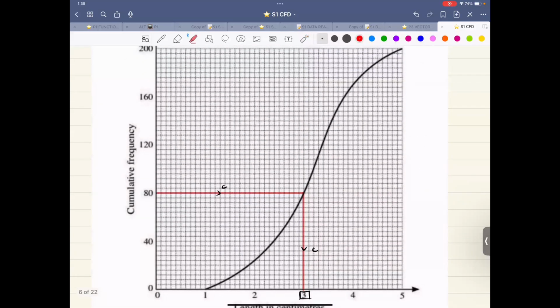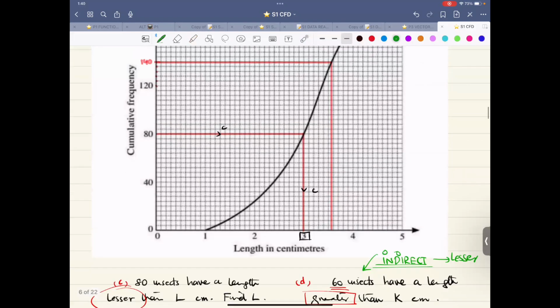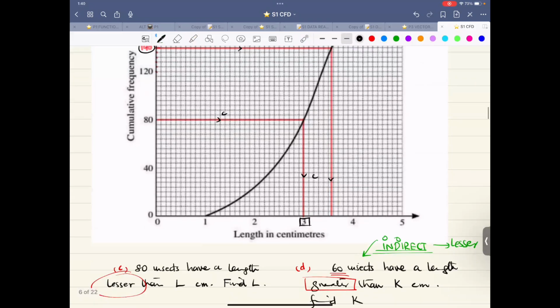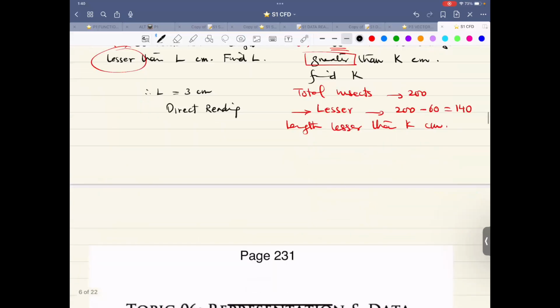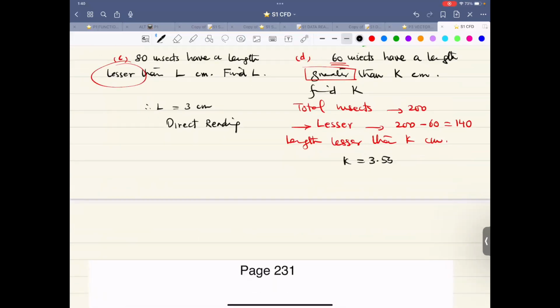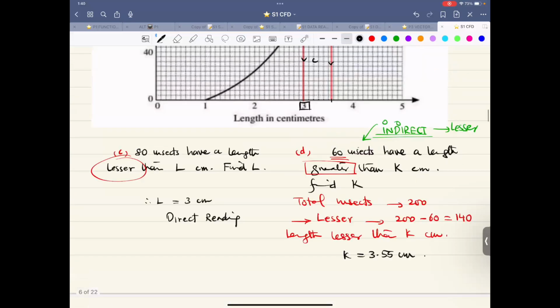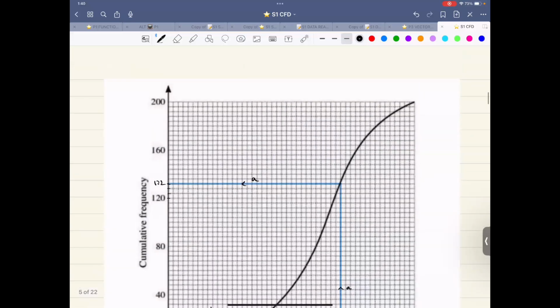So now this is 120, 1, 2, 3, 4, 5. This is 140. So now let me go to 140. Touch the graph. Read off the value. Let me first label it. So this is part D. This is 140. This goes like this: 3, 3.1, 3.2, 3.3, 3.4, 3.5, 3.6. This is between 3.5 and 3.6. So let me write this value as 3.55 centimeters. All good, all clear?